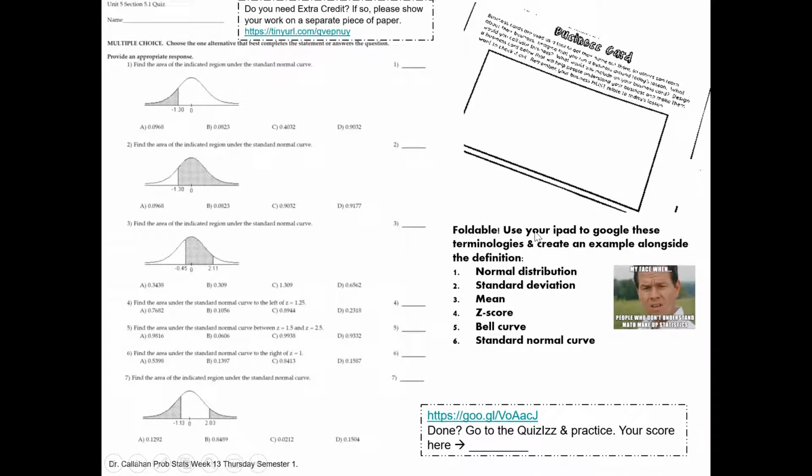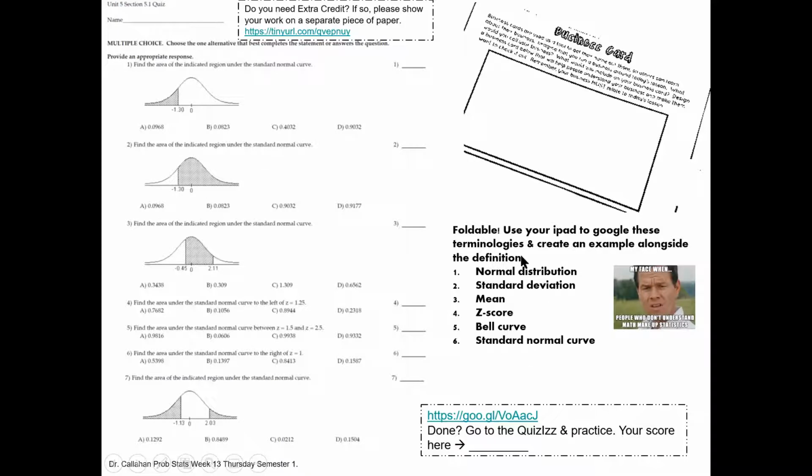And then on a separate piece of paper, you're going to be making a foldable and using your iPad, Google these terminologies and create an example alongside the definitions for normal distribution, standard deviation, the mean, z-score, bell curve, and standard normal curve.